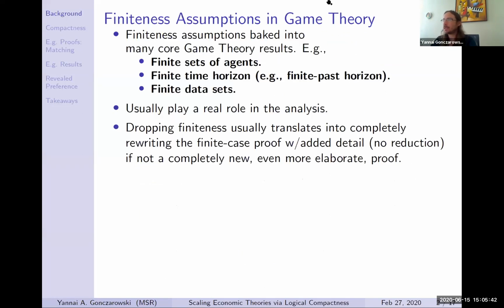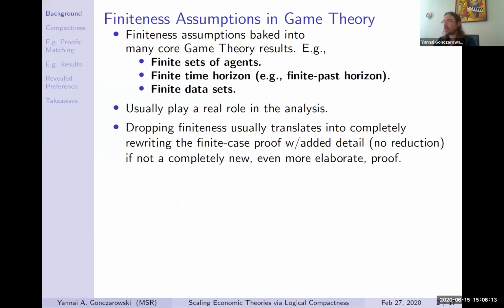Let's start. Finiteness assumptions are baked into many game theory results. We have results that require finitely many sets of agents. We have results that require a finite time horizon, future, or even more so a finite past horizon for sometimes zero to exist. We have results that require finite data sets, for example, in revealed preference theory. And usually this finiteness plays a real role in the analysis.